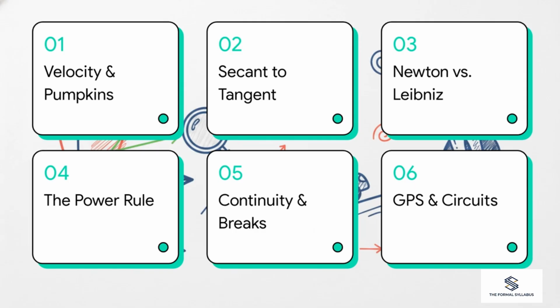Here's our roadmap for today's explainer. 1. Velocity and pumpkins. 2. Secant to tangent. 3. Newton versus Leibniz. 4. The power rule. 5. Continuity and brakes. And 6. GPS and circuits. Let's jump right in.